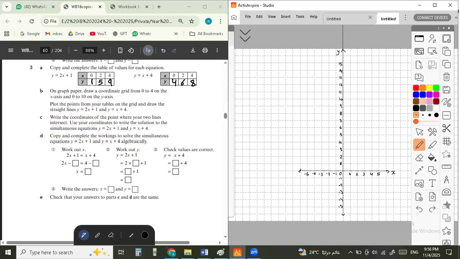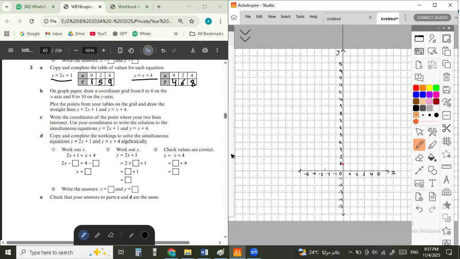We're going to start with 0, 1. So that's the equation, y equals 2x plus 1. I'm going to use the table of values that we have just completed to draw the line for the first equation and to draw the line of the second equation. So the first point is 0, 1. I'm going to plot it. 0, 1 is here.